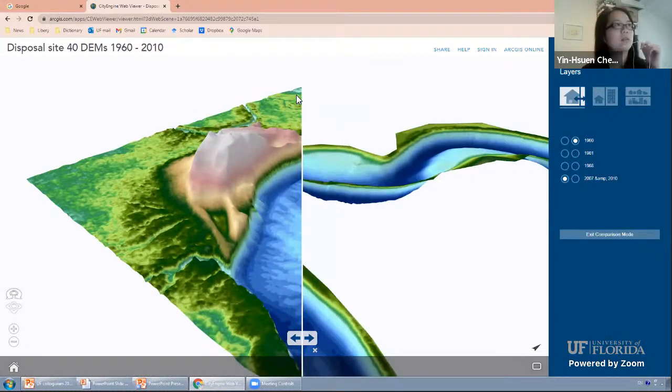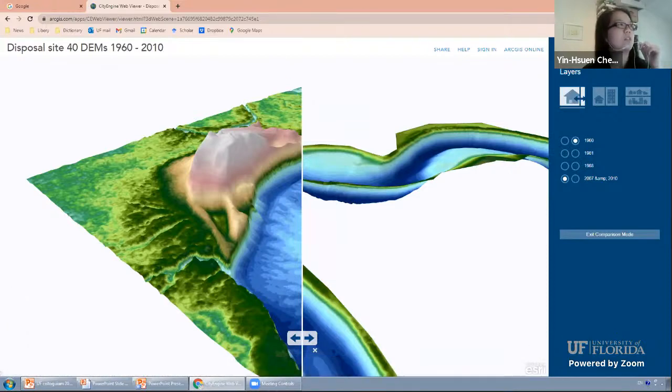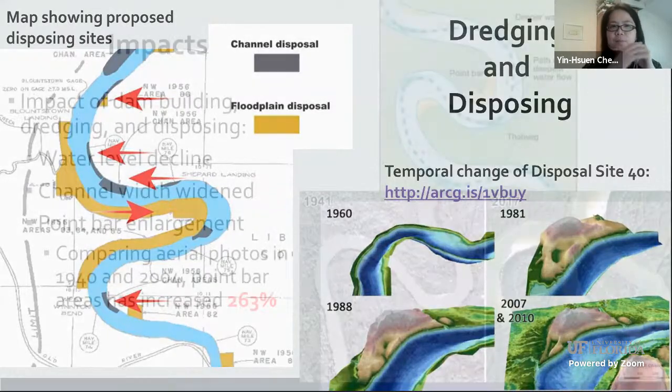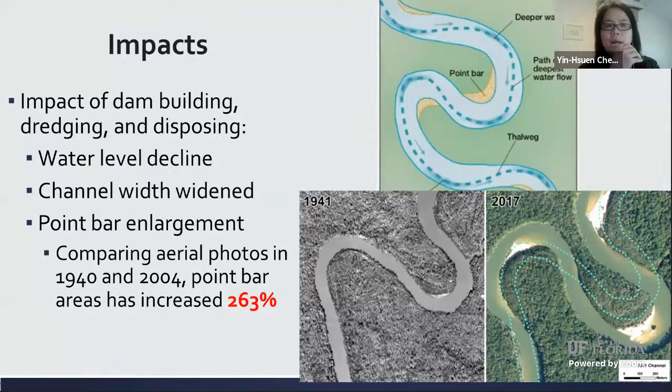All right. So anyone who is really interested in this, please read that paper. All right. Just a small PR. All right. So what's the impact? The impact of this whole dredging and dam building activity actually leads to water level decline, a channel width change, and also one really obvious thing happening is point bar enlargement.